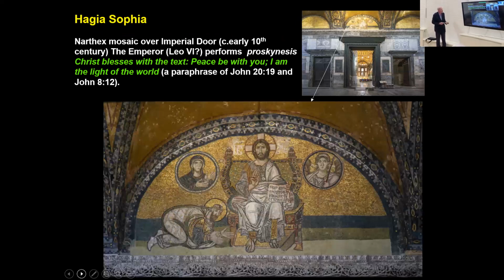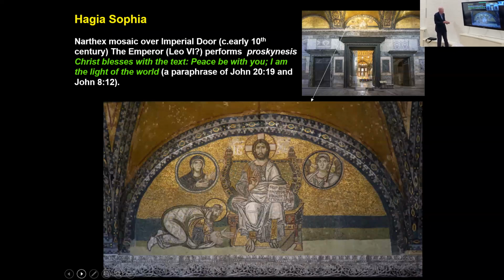Now, this is the emperor's entrance, the royal door, so only the emperor would go through there. And remember, he's the vicegerent, the vicar of God on earth, so he has this enormous, important part in the church. He is not secondary. And we think it may be Leo VI.